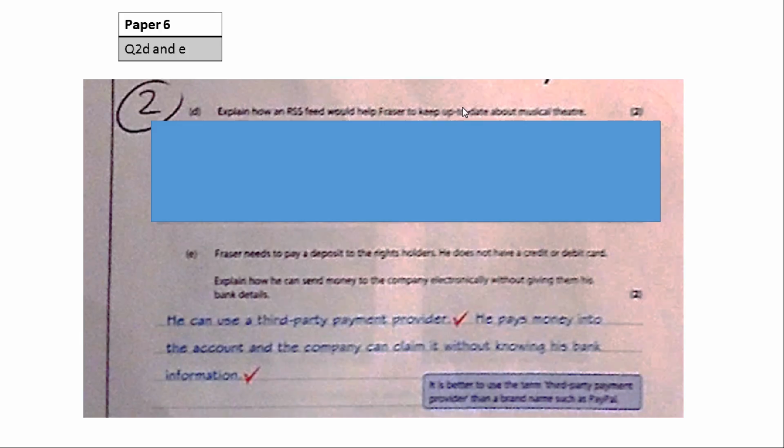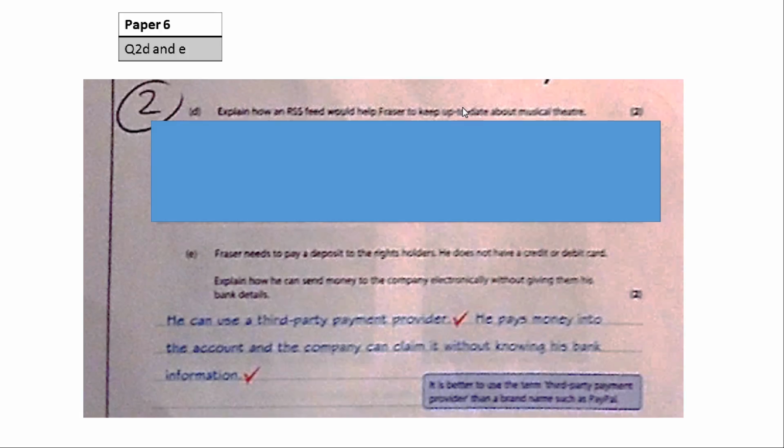Right, okay, Fraser needs to pay a deposit to the rights holders. He does not have a credit card or debit card. Explain how he could send money to the company electronically. Oh, I've already given you the answer. We can use third-party payment providers.